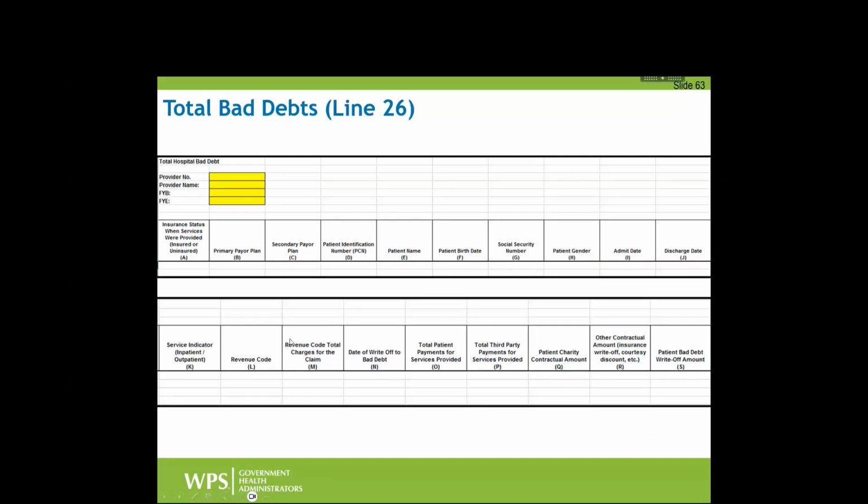The same. You start with your total charges, you back out patient payments for the entire claim, back out third-party payments. Now you're backing out charity care for the entire history of the claim because we're trying to back into bad debts. You back out contractual allowances and you arrive at bad debts within reason. And again, the total of all of these different components should not exceed your total charges.